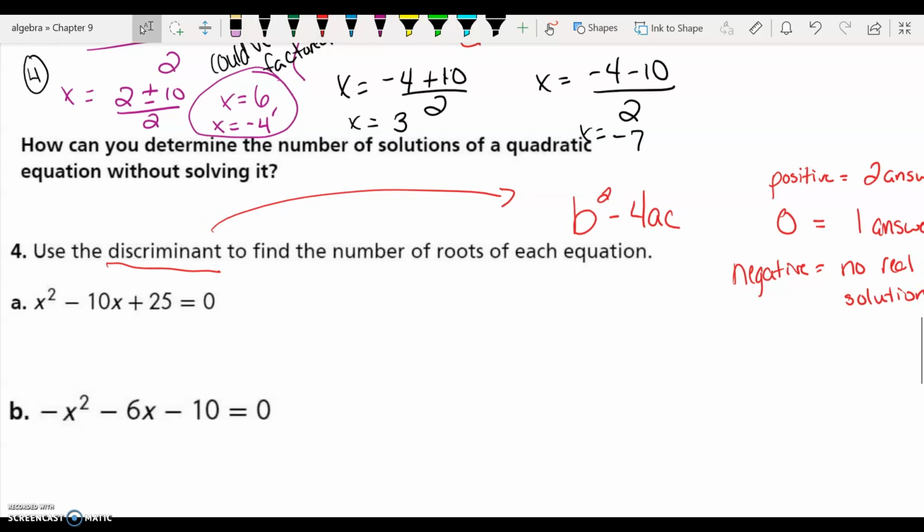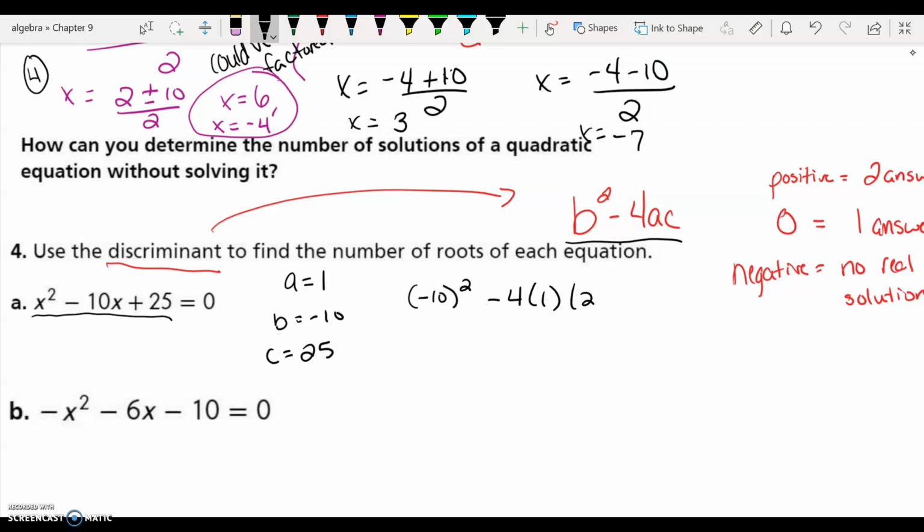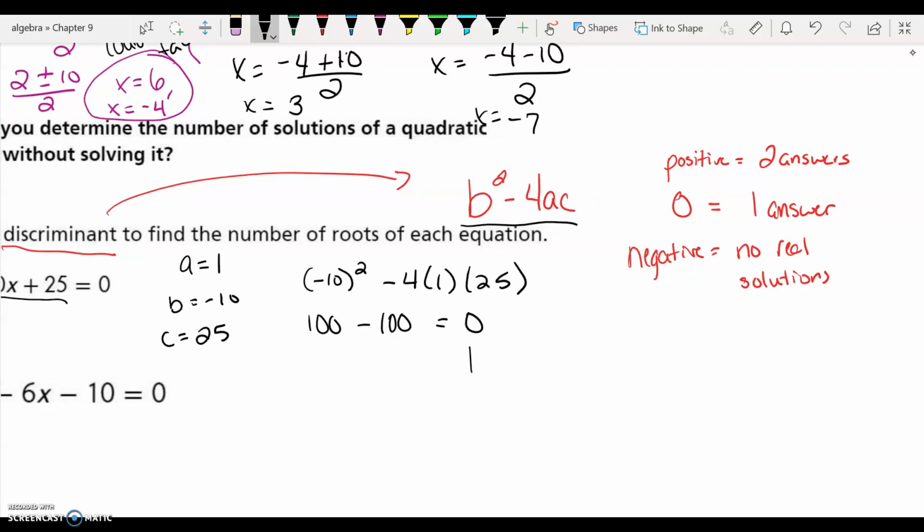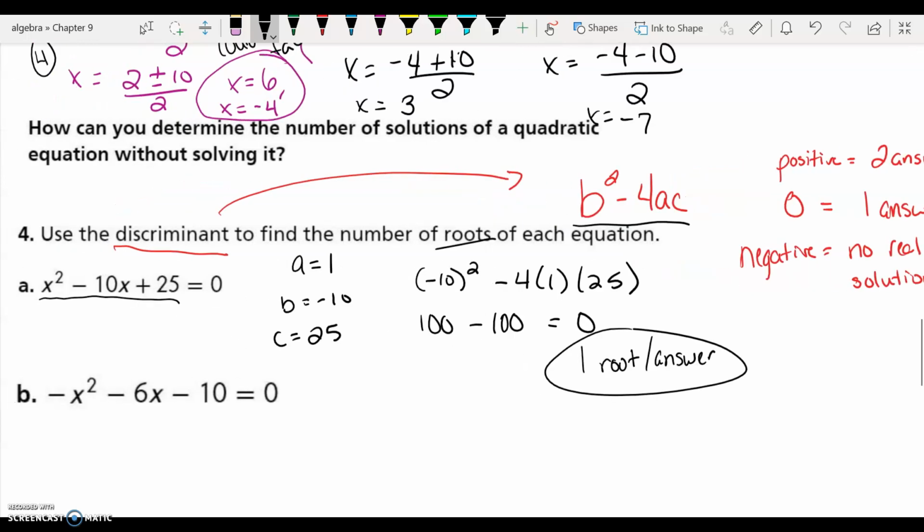Okay, so in this equation, it's already in standard form, but my a is 1, my b is -10, my c is 25. So now plug it in to just the part inside the square root. So -10 squared minus 4 times 1 times 25. So that's 100 minus 100, which equals 0. If your discriminant is 0, how many answers am I going to have? I'm going to have one root, one answer. Roots means answers.